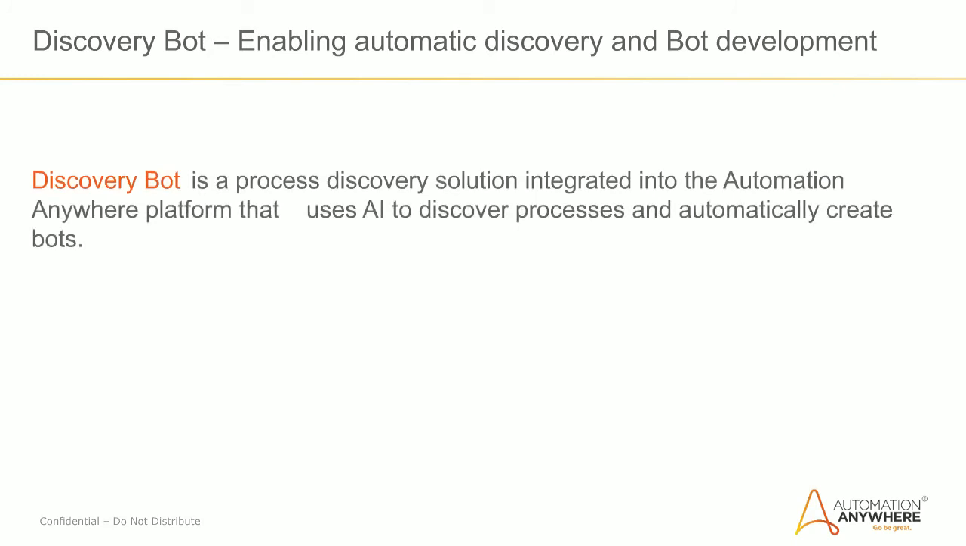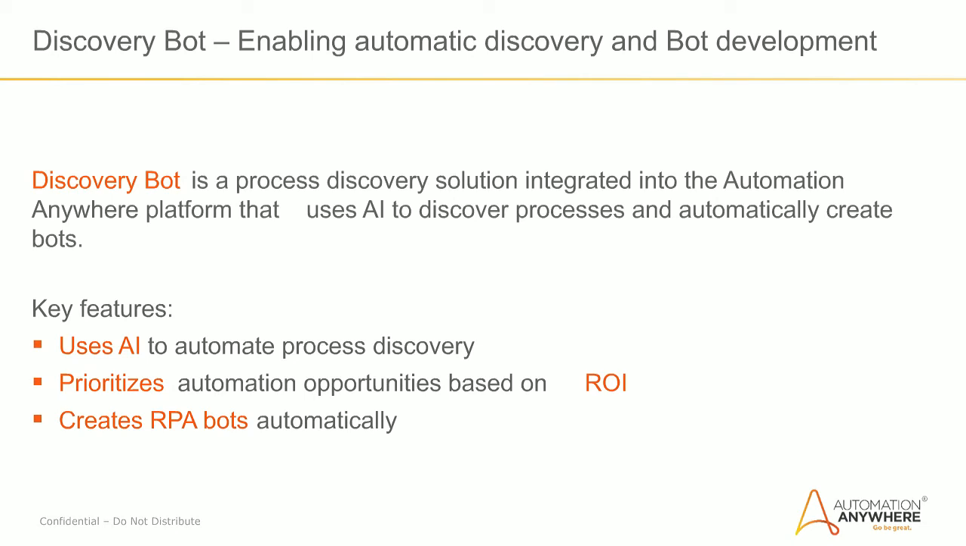Great. So next point is Discovery Bot. We touched on it briefly at the start of the presentation, but it's a new feature available within Automation Anywhere. And it's really, really important for speed of bot development, which is why we've included it in this presentation. The critical mission statement of Discovery Bot is that it's integrated into the Automation Anywhere platform by default. It's built through Automation Anywhere, and it's using AI to discover processes and automatically create bots, which is probably the critical part here, is that it's actually helping the development cycle massively when you introduce this feature.